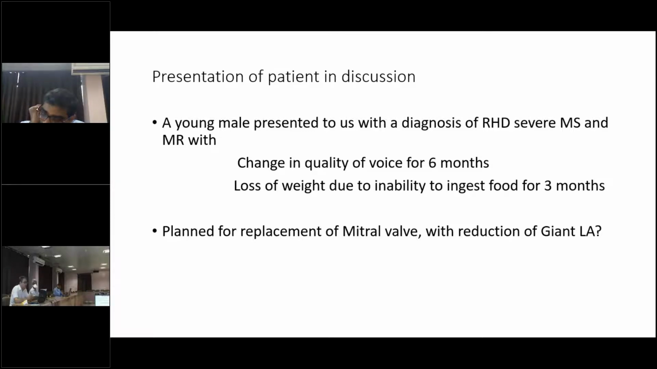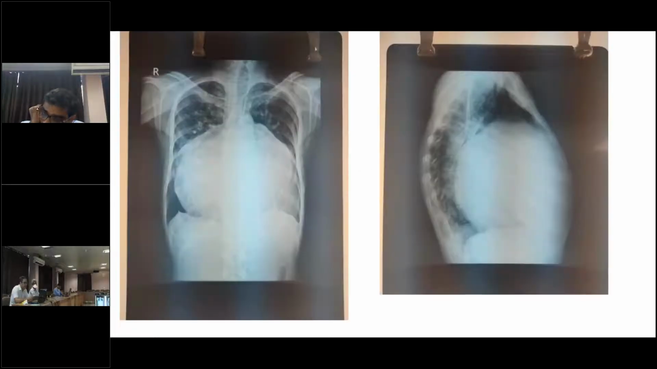So we planned a mitral valve replacement in this patient with a giant left atrium. This is the X-ray of this patient, the PA view and the lateral view. In the PA view, we can see it is almost reaching the right side of the chest wall, and in the lateral view we can see that it has crossed the spine posteriorly.